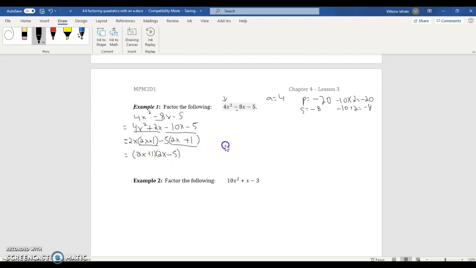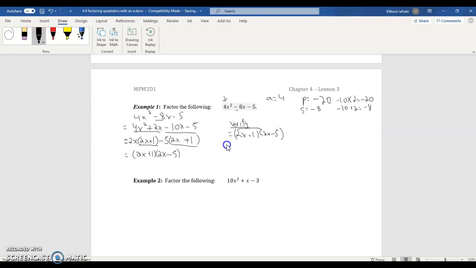And to verify the work, we can expand to see if we get back to our original value. So we can do 2x plus 1, 2x minus 5. We can start doing our FOIL.